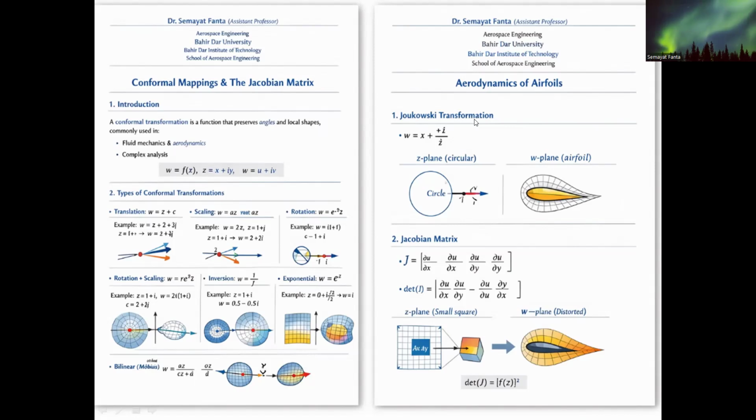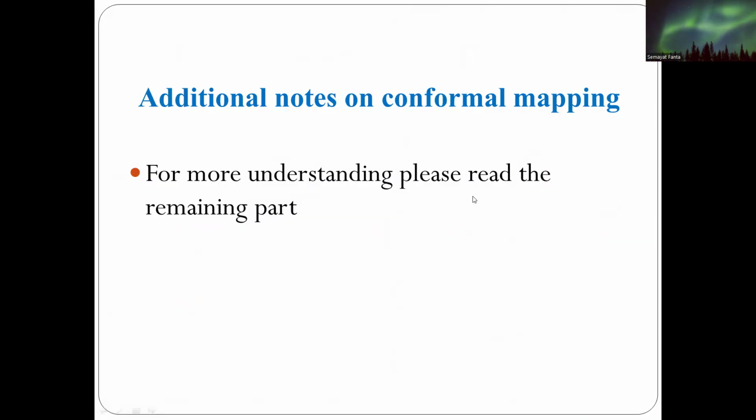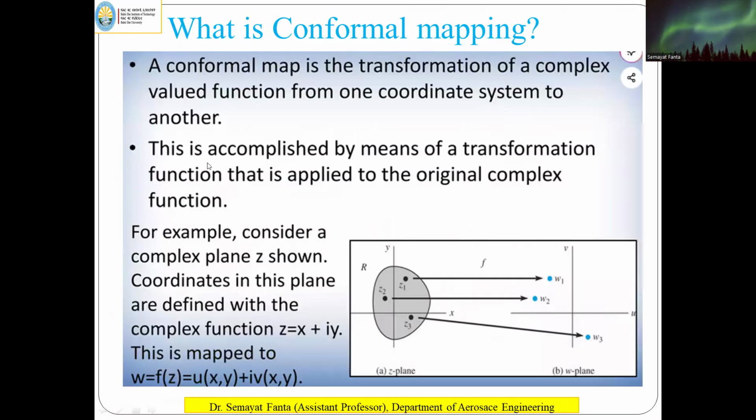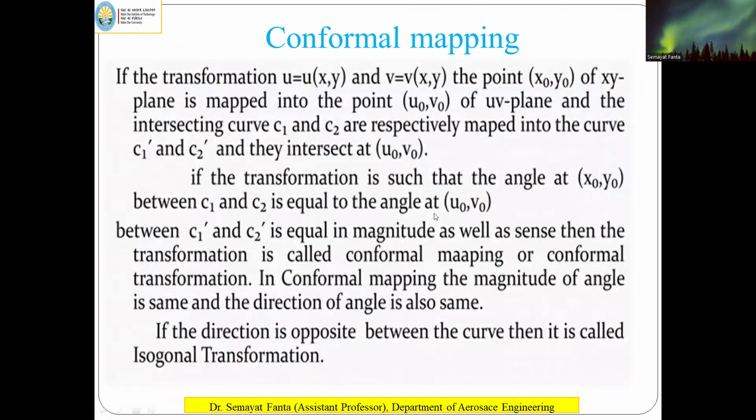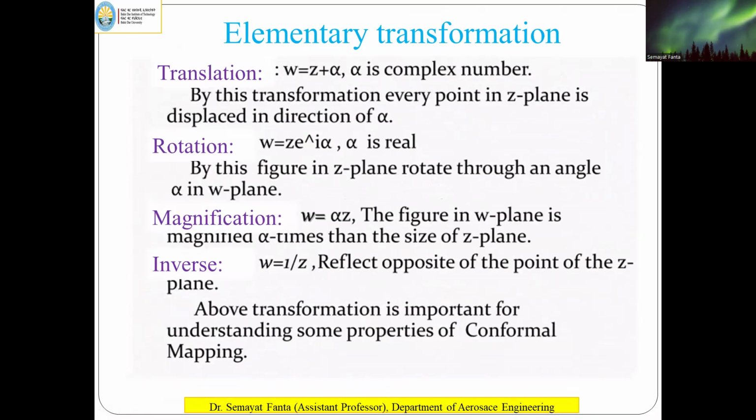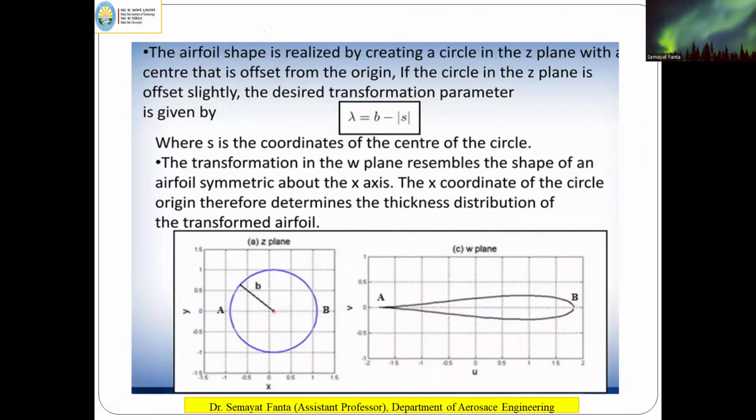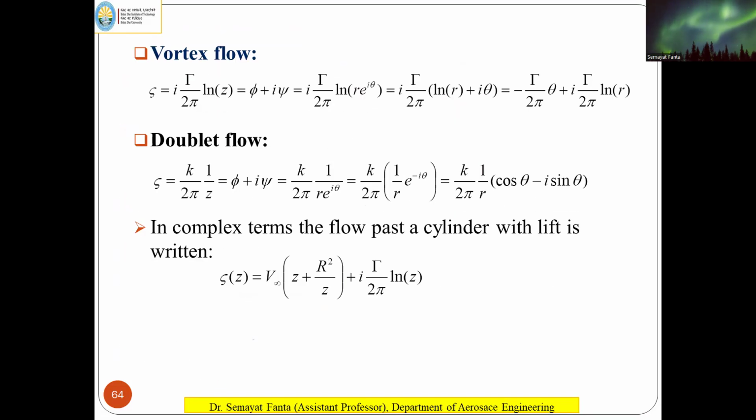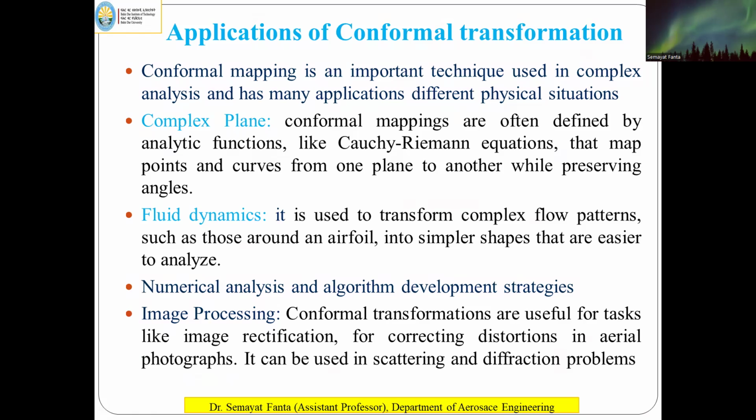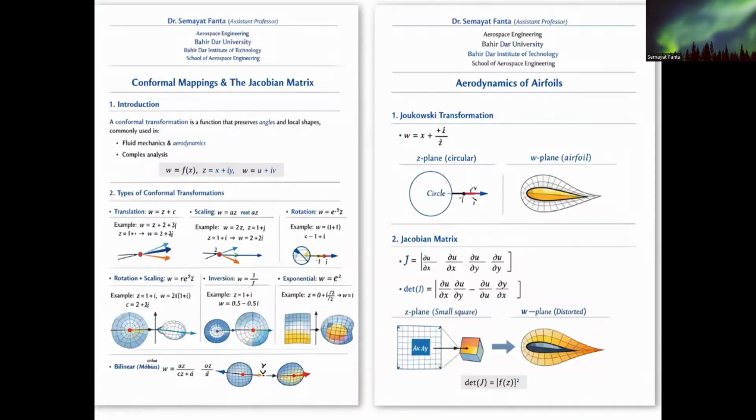Again, the applications of conformal transformation, in the Joukowski transformation and in the Jacobian matrix iteration, are all presented in this slide. And I think this is sufficient for this course. We have some additional notes here on how we can transform. Everything is there, so if someone is interested, they can see it; some of it we already discussed. Thank you very much. So this is all about conformal transformation.